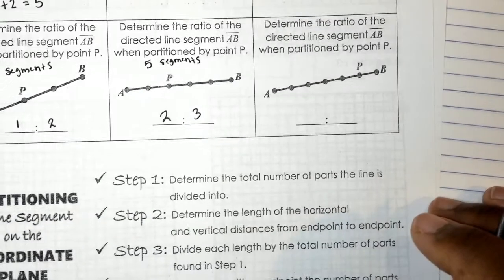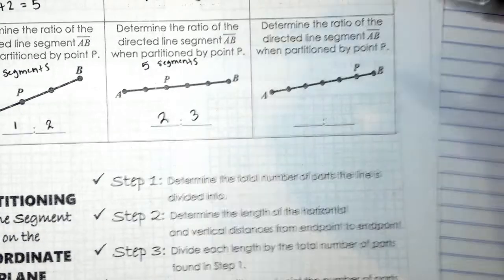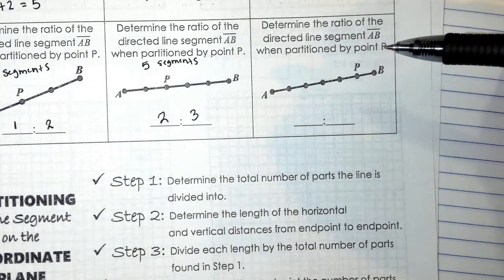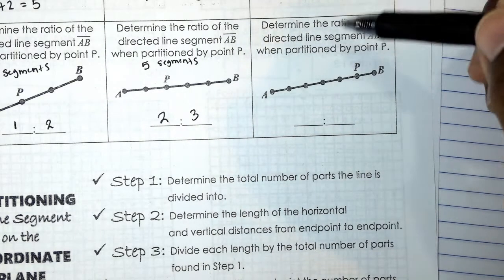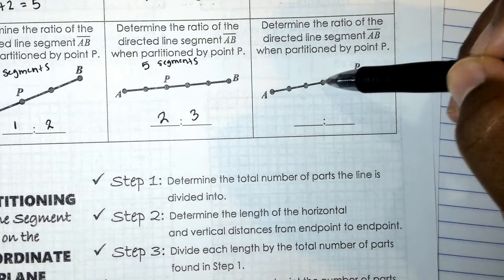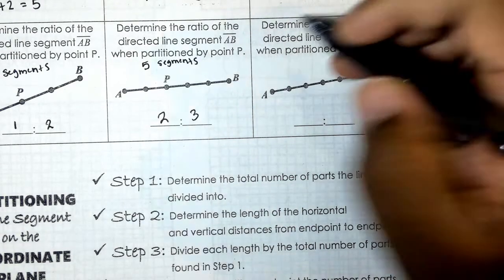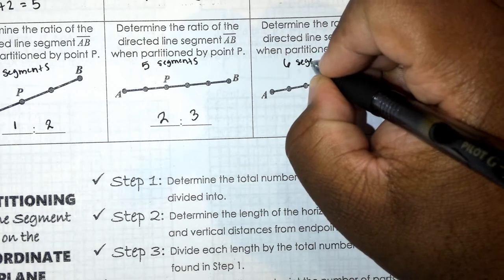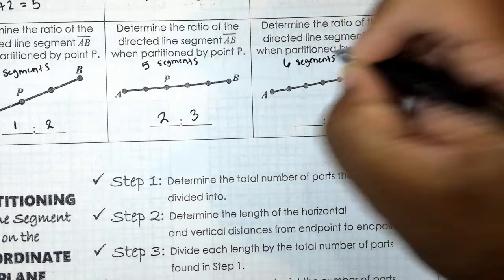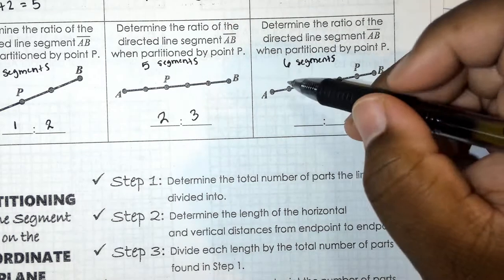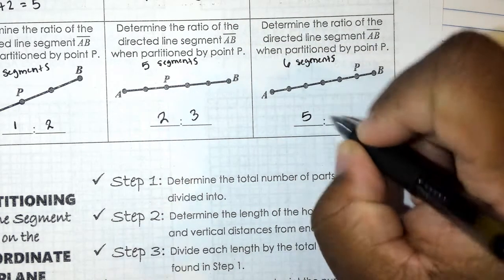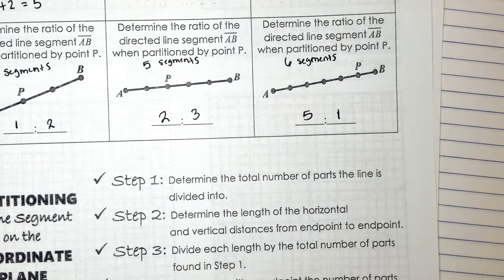The last one, looking at it, I want to see how I partition this one. So 1, 2, 3, 4, 5, 6 segments. And they partition this one 1, 2, 3, 4, 5 to 1. Now it's just simple partitioning.